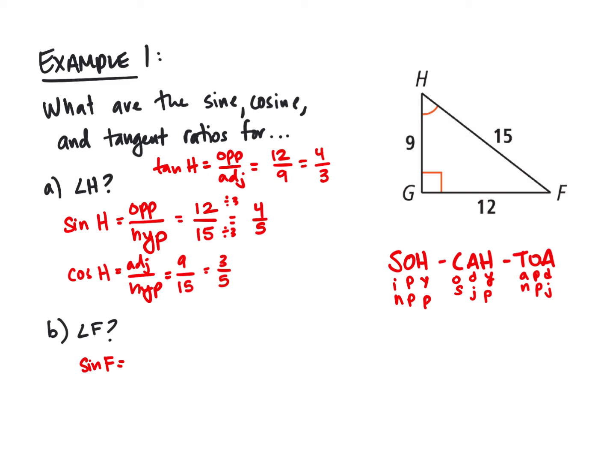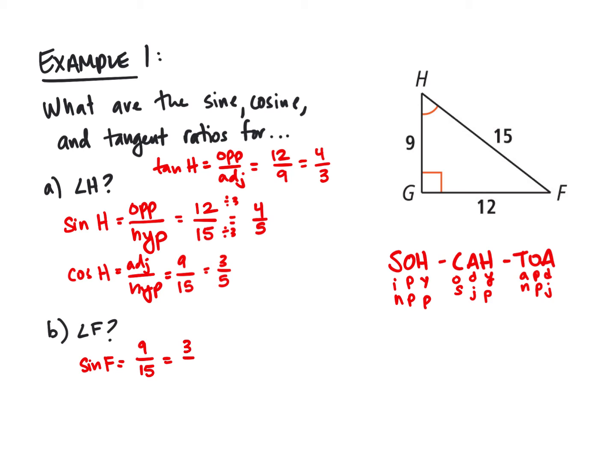So when we do opposite over hypotenuse for angle F, it's going to be 9 over 15. The hypotenuse isn't going to change. The hypotenuse is not relative to which angle you're looking at. The hypotenuse is always the longest side. It's the side that's across from the 90-degree angle. So that won't change for angle F as compared to angle H. But the opposite leg will. It'll become the 9.